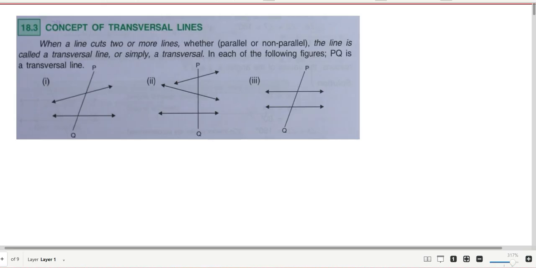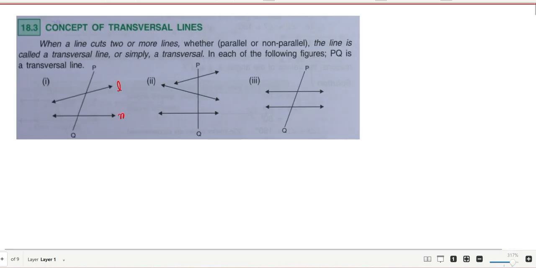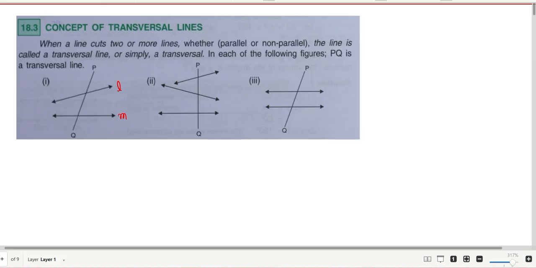Here, if you observe this first diagram, lines L and M are intersected by the line PQ at distinct points. These two lines are not parallel because the distance between them is decreasing towards this side. Though these two are not parallel, as PQ intersects these lines at two distinct points, PQ is said to be the transversal. In the same manner, in the second diagram, we have three lines which are not parallel to each other, and these three lines are intersected by the line PQ at three different points. So we say that line PQ is a transversal.